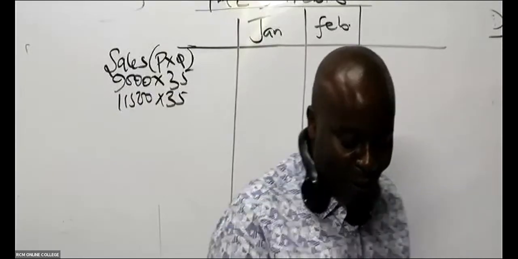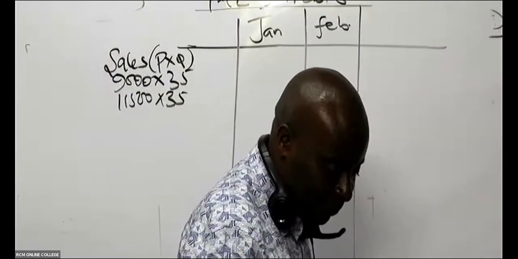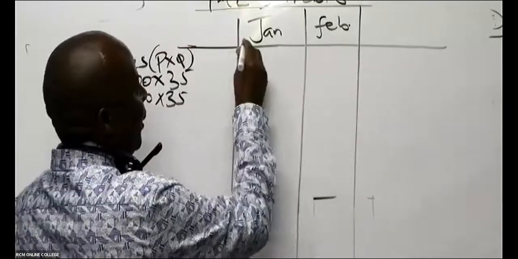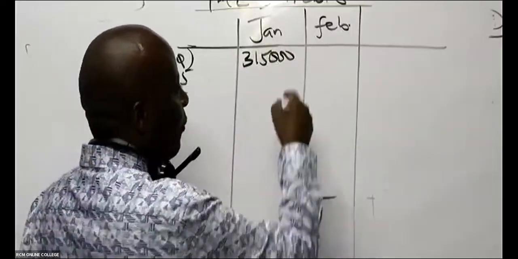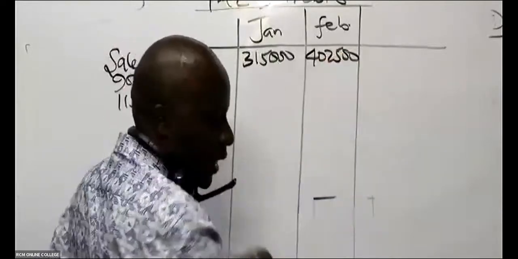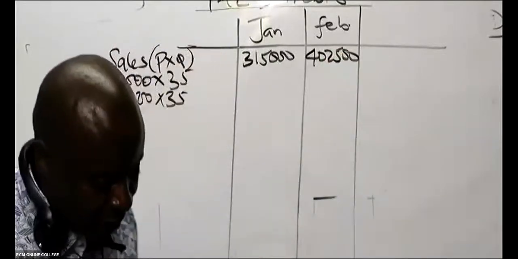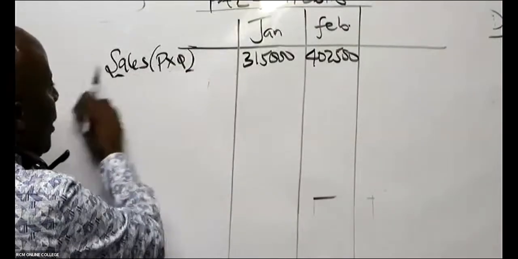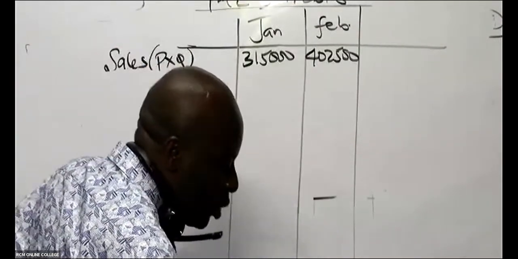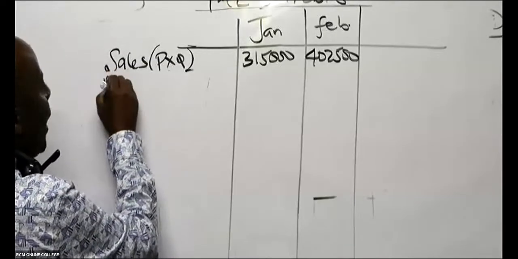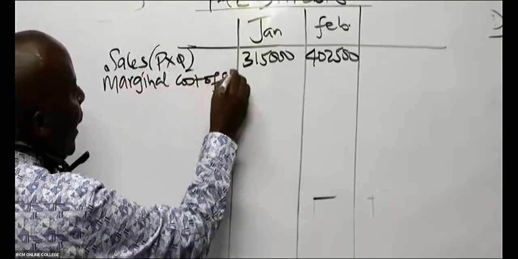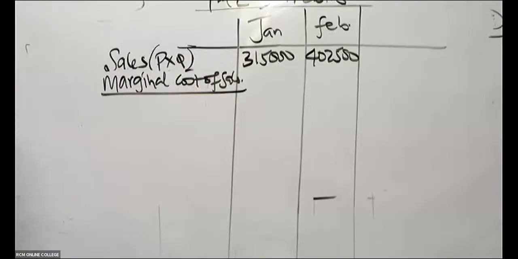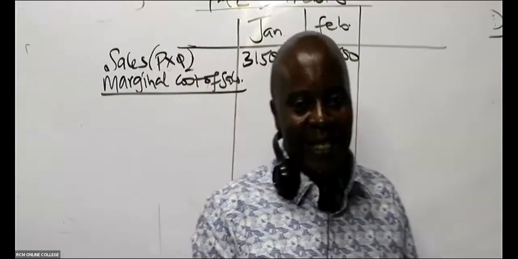Everything shall be fine. So then, are you able to give me these numbers? January 315,000, isn't it? And then February 402,500. And now with your permission, I will grab this. That is sales. So from there, you come and give us what we call the marginal cost of sales. So you less the marginal cost of sales.